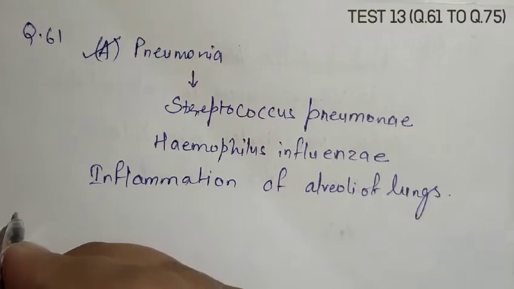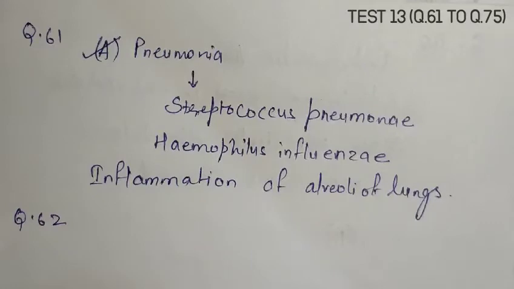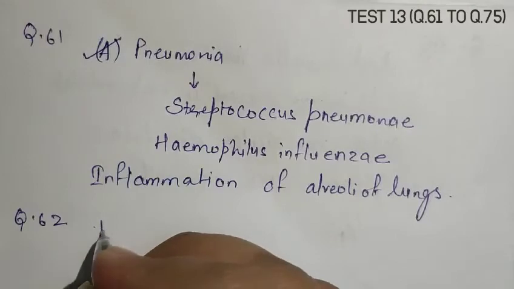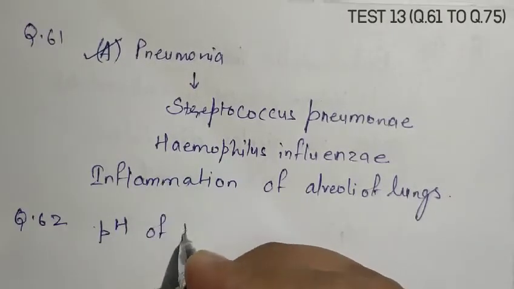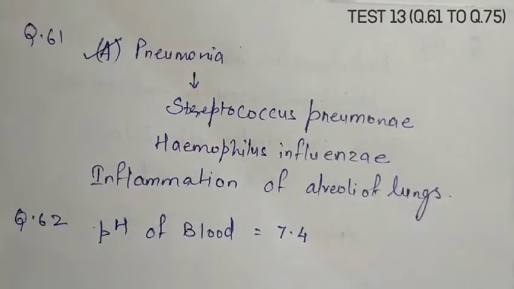Question number 62. In a normal man, to help the transport of O2 and CO2 properly, the blood is A. Slightly alkaline, B. Slightly acidic, C. Strongly alkaline, D. Strongly acidic. pH of blood is 7.4. So correct answer is A. Slightly alkaline.